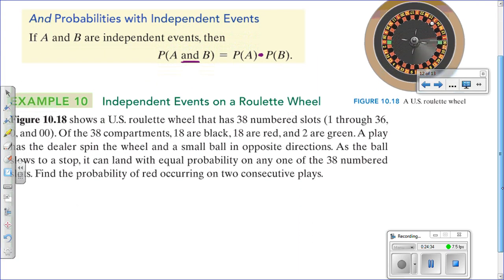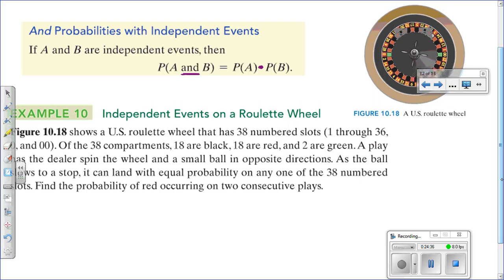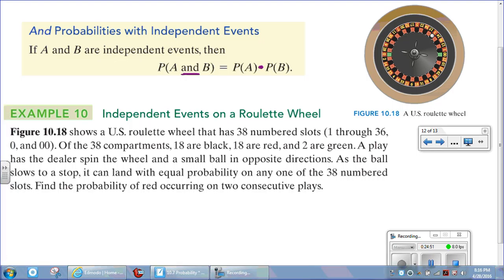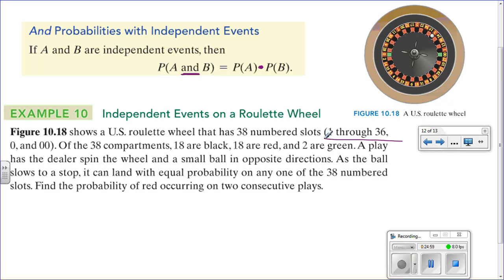So this is another very popular game in Vegas, continuing with our Vegas theme. So for this one, people bet on a number and they also bet on a color. I've never played this one, so I can't really explain it that well. But let's see. The figure shows a US roulette wheel that has 38 number slots, 1 through 36. But we also have a 0 and a double 0, so that's why there are a total of 38 numbers. Of the 38 compartments, 18 are black, 18 are red, and 2 are green.